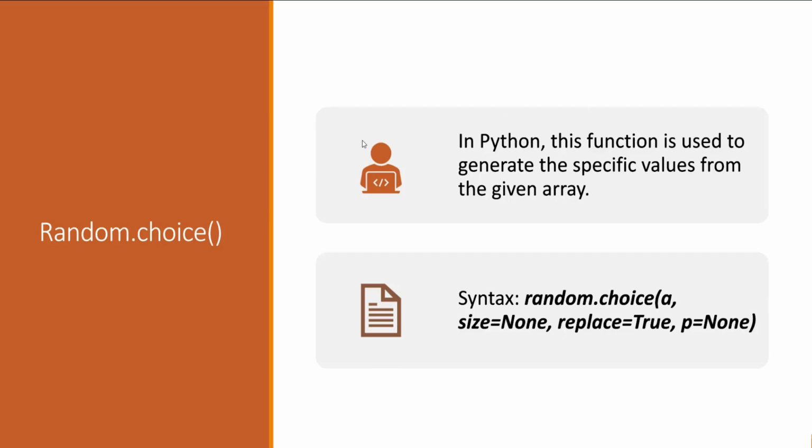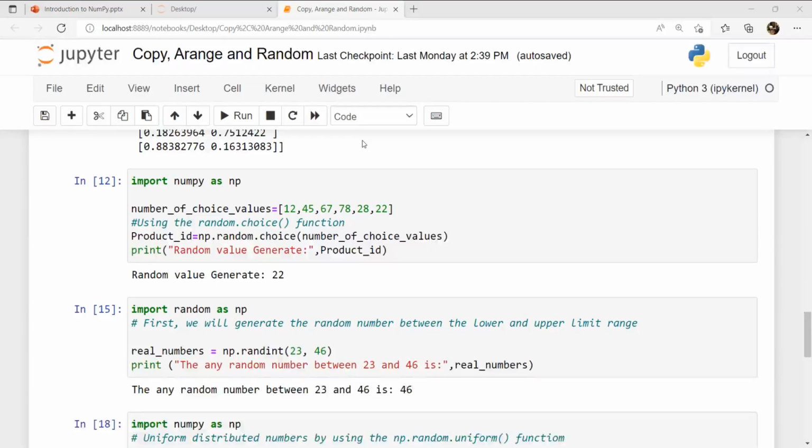Now let us understand how to use the random choice function in NumPy. In this example, first we have created a list, number of choice of values, and within this list we have assigned numerical integer values. After that we have used the np.random.choice function, which is used to select a random number from the list. After executing this code, it displays the random value generated, that is 22.